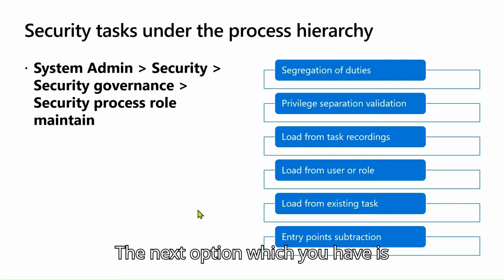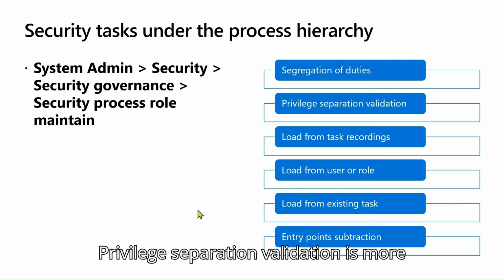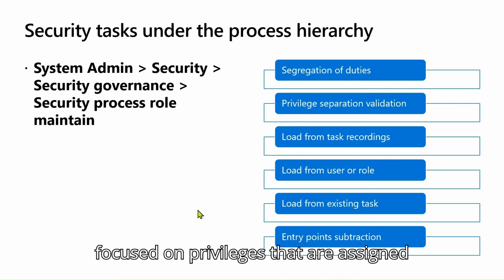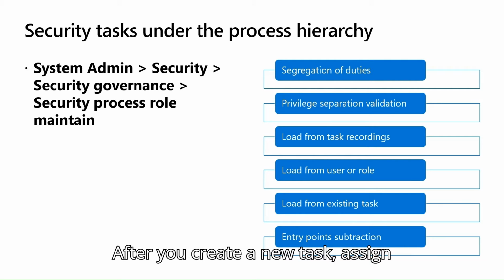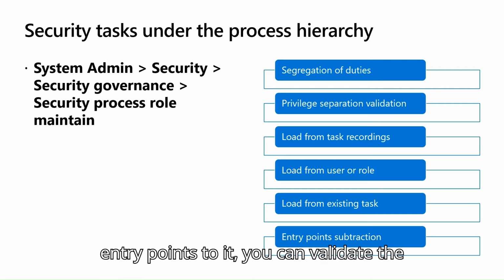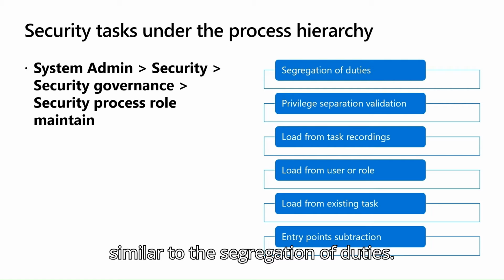The next option you have is privilege separation validation. Privilege separation validation is more focused on privileges that are assigned to a role. After you create a new task and assign entry points to it, you can validate the percentage of overlapping privileges, similar to the segregation of duties.